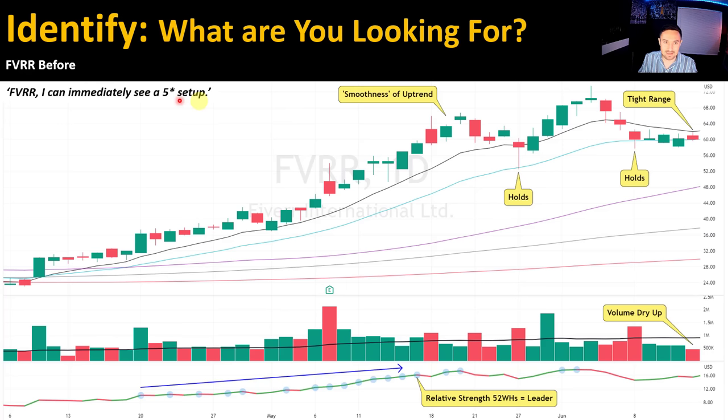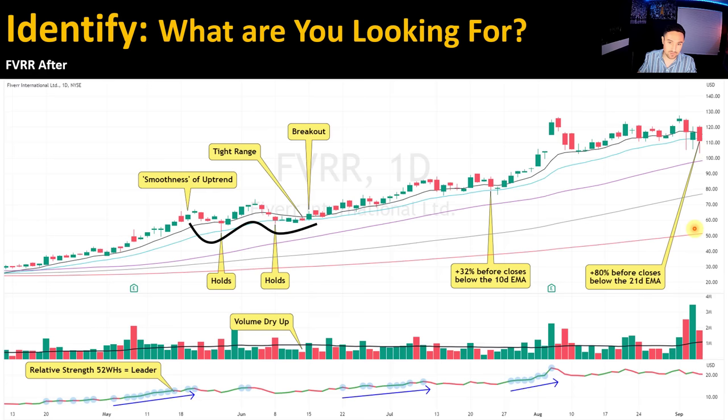Fiverr, I can immediately see a five-star setup. Look how the stock makes a really good move and look how it stays above its 10 EMA the whole time. A little shake out in here and then it recovers, then it pulls back down, holds on its 21 on my chart here, and then puts in this higher low, tight, tight, tight, a mini little Darvas box in there, and then see how the volume dries up. Interesting. And then there you go, there's the breakout, there's the trend.